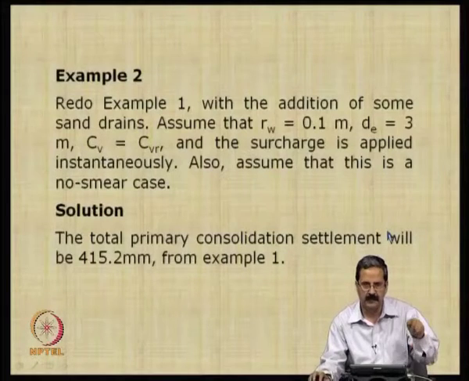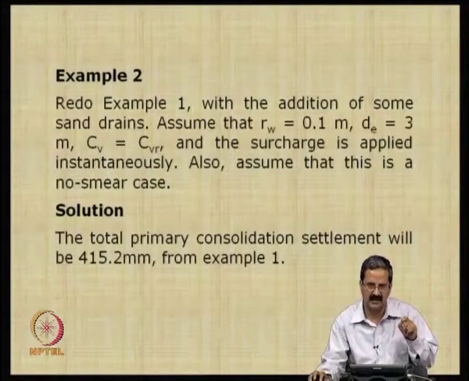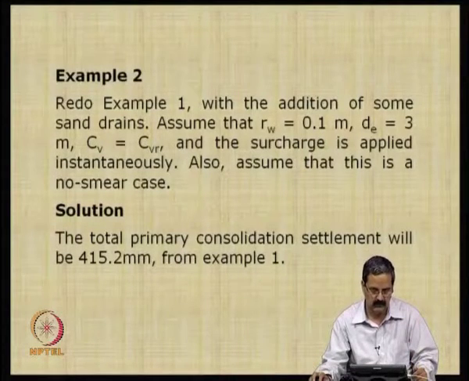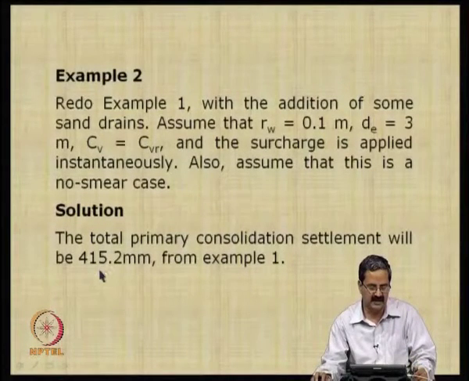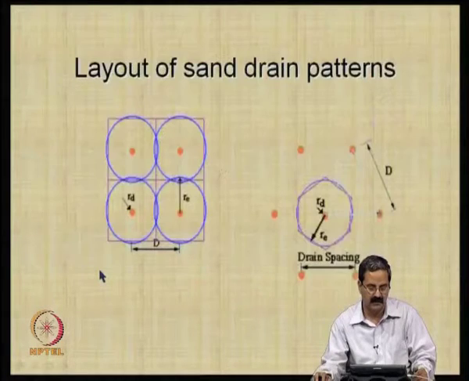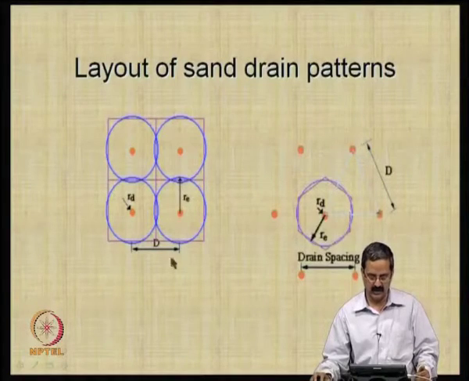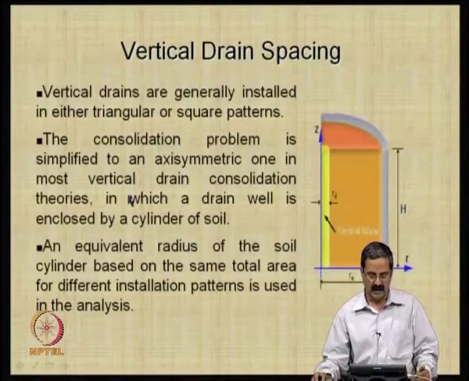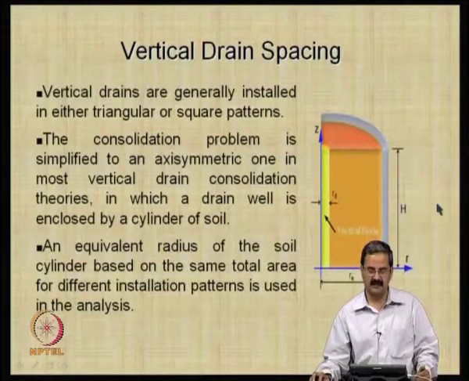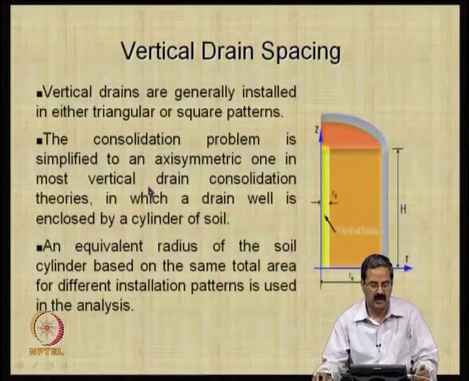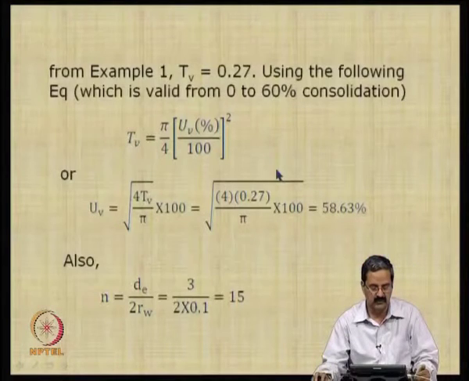In fact, PVDs have the advantage that there is very little smear compared to sand drains. We saw in the same example that the settlement was about 415 mm, and this is a typical pattern that we have seen in the video also. It could be triangular, it could be square, and as I just mentioned, there is some radius over which it can be very effective as a drain, and we call it an axisymmetric problem.